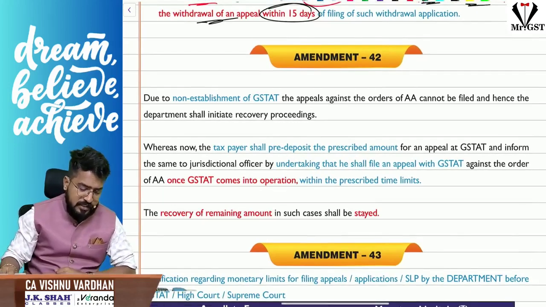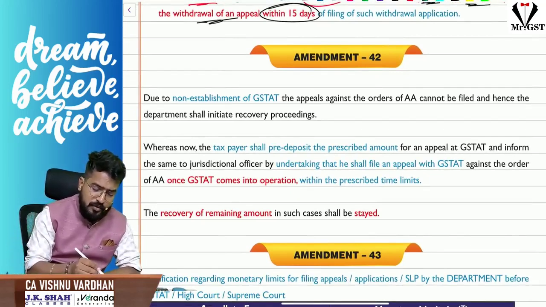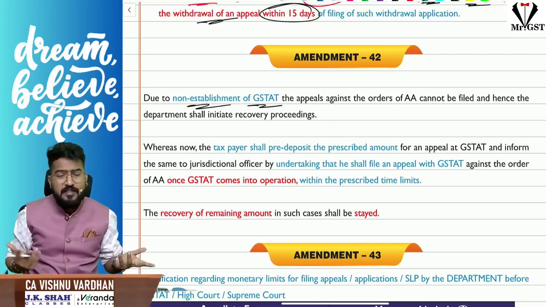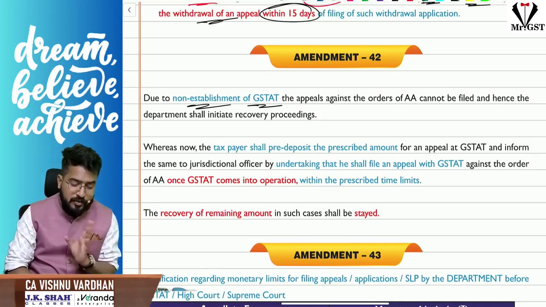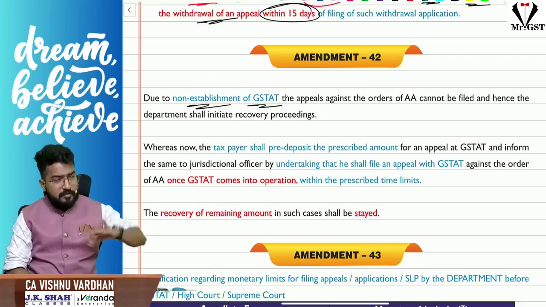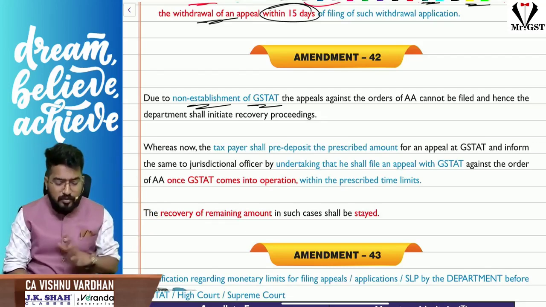Next one, what is the next amendment? If you look at the next amendment, sir, it is with respect to non-establishment of the GST appellate tribunal. Because of that, what happens, you know, the GST law has come, but the GST appellate tribunals have not been set up. So now, for any order of the adjudicating authority, the department order, if we want to file an appeal, there is no GST appellate tribunal. So here what should we do?